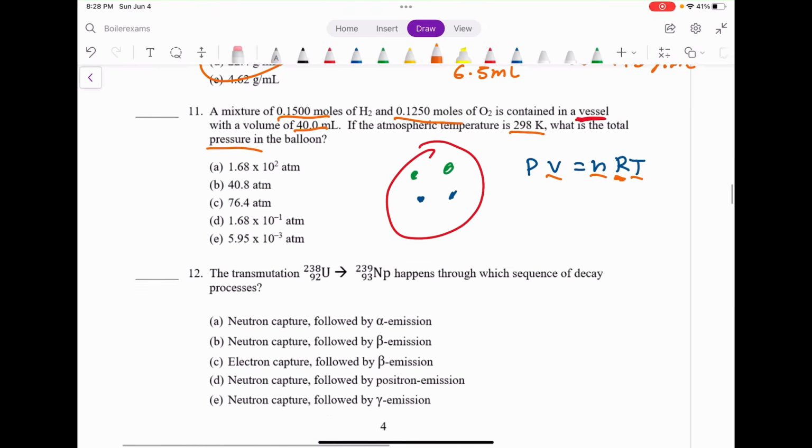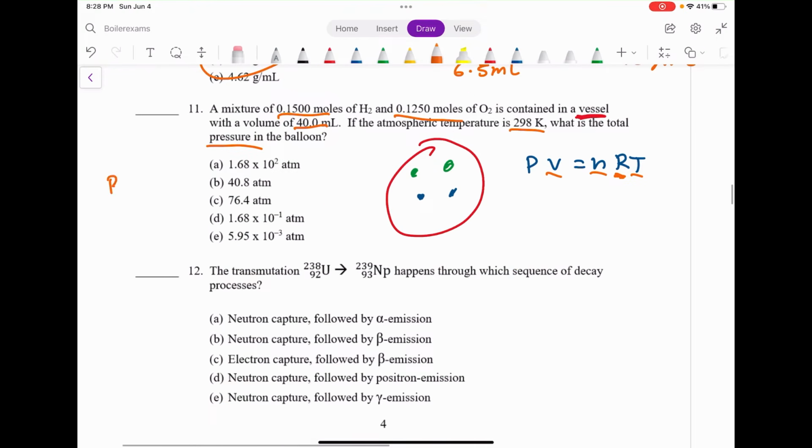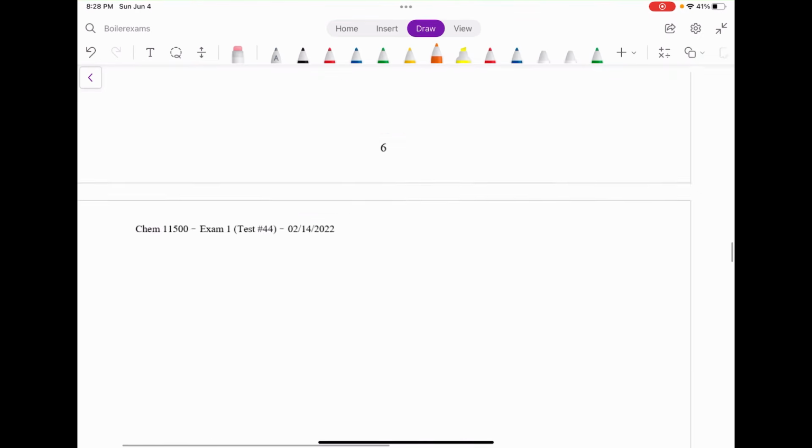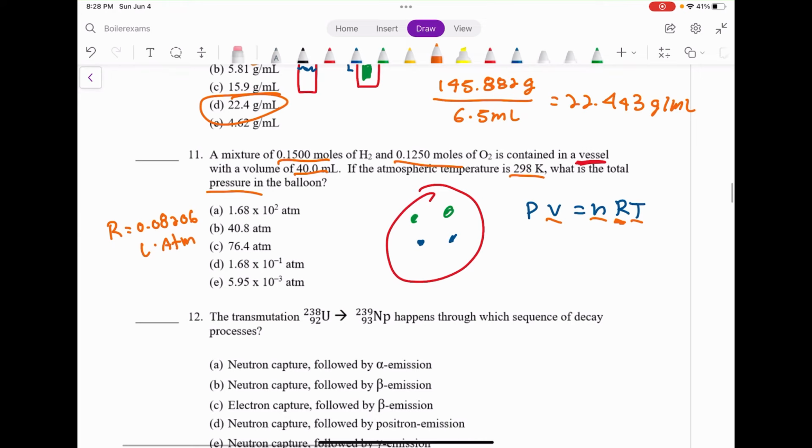Let's go back up here. R equals 0.08206. And that was liters times atmosphere. Wait, what was it? Liters atmosphere mole Kelvin. Okay. Getting the units right is very important. Okay. So let me get rid of my very great picture. Okay.